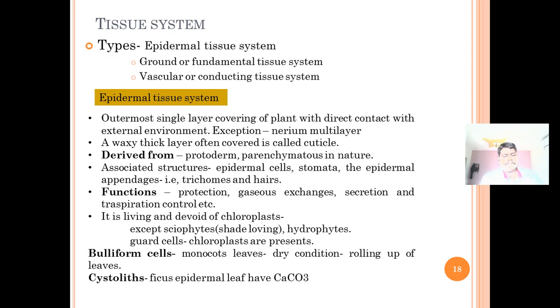Next, bulliform cells. In monocot leaves under stress or dry conditions, the motor cells make the leaf roll up. Those cells we call bulliform cells, and they are also found in the epidermis. Next, cystolith. Cystolith is found in the epidermal portion of Ficus. It is filled with calcium carbonate.